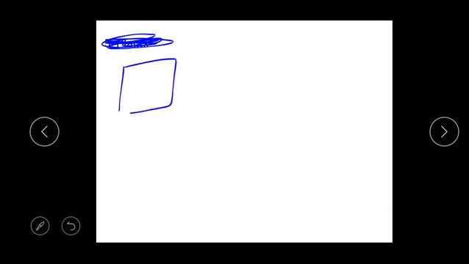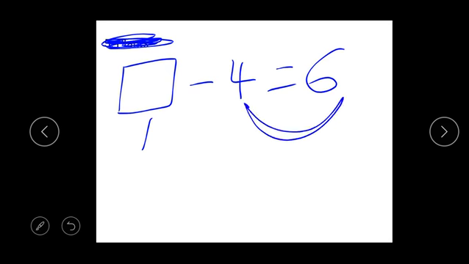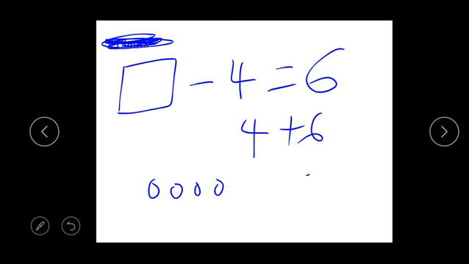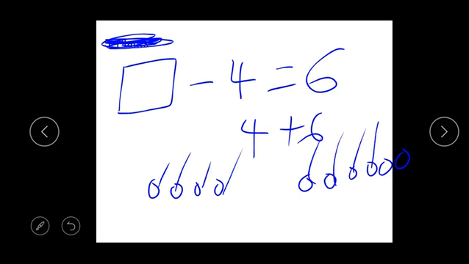We have an empty box minus 4 is equal to 6. Since the empty box is in front, you should know that you are adding these two numbers together. So you're adding 4 plus 6. Count 4: 1, 2, 3, 4. 6: 1, 2, 3, 4, 5, 6. Let's add them together: 1, 2, 3, 4, 5, 6, 7, 8, 9, 10. That means 10 minus 4 is equal to 6.